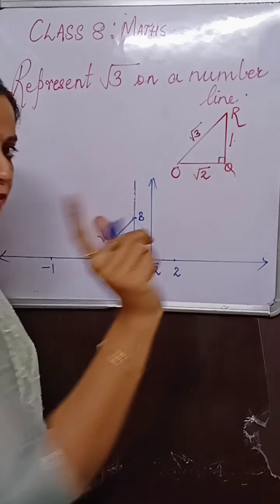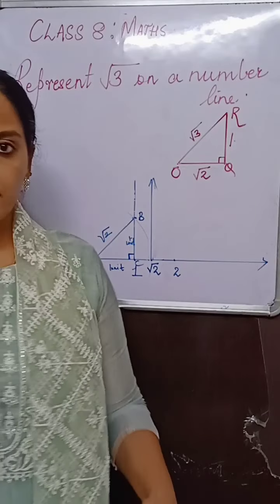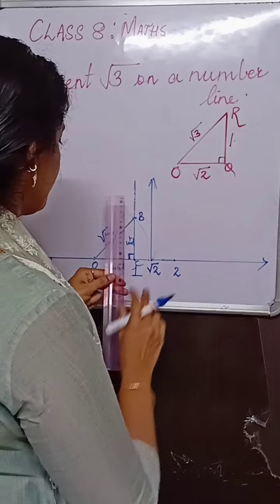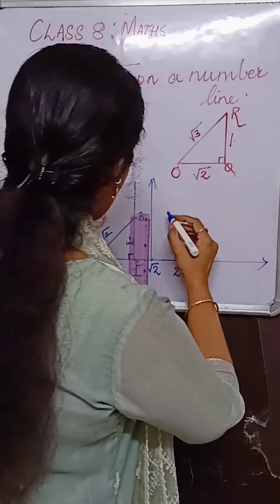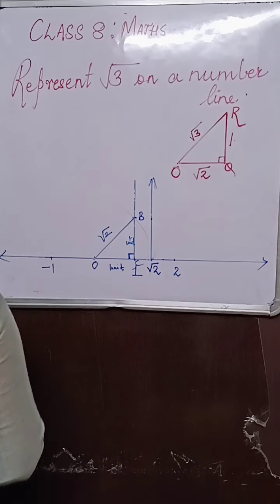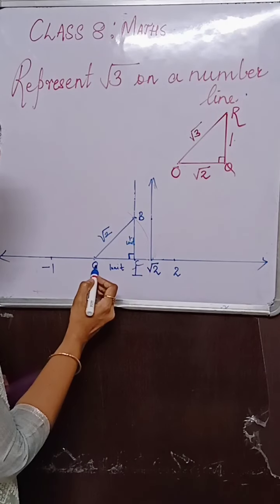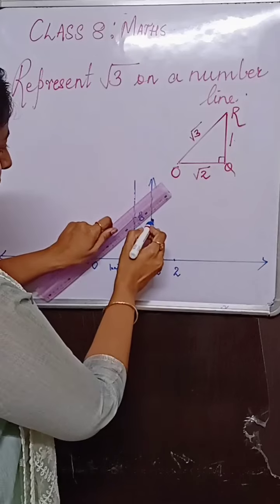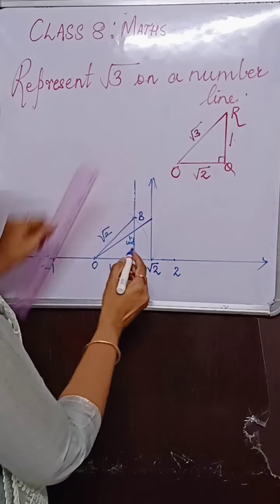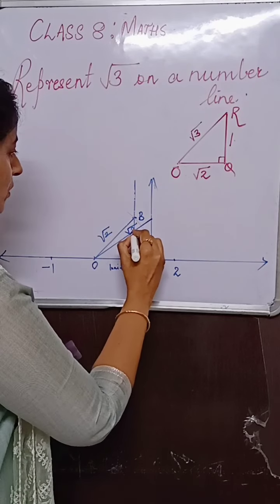Now we need height 1 unit. 1 unit is nothing but 2 centimeter. So on this, take 2 centimeter. Till here is our 2 centimeter. Now join that to 0. So we get our hypotenuse, second hypotenuse. So this long hypotenuse is root 3.